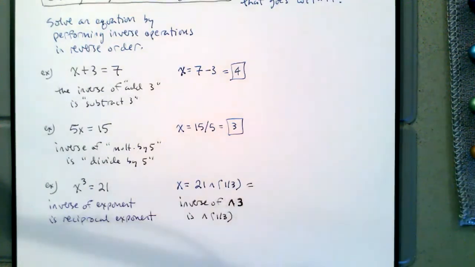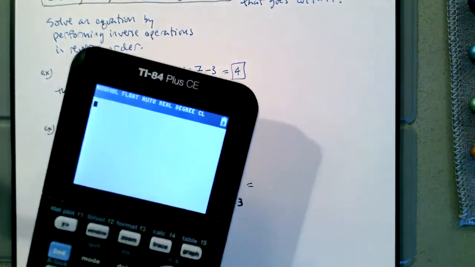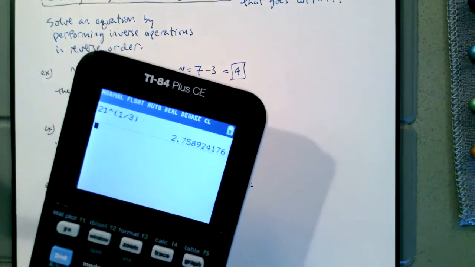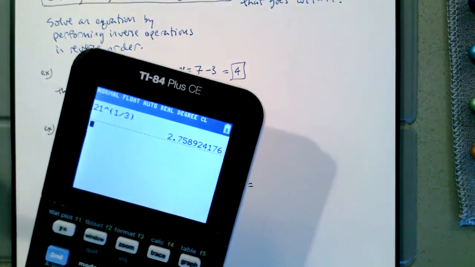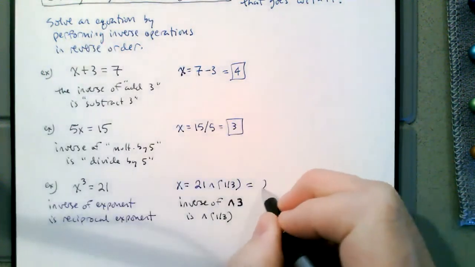I need a machine for this because we get an irrational number. 21 is not a nice power of 3. So I'll just wake my calculator up. 21 to the 1/3 power is 2.759. We'll round to the nearest thousandth.